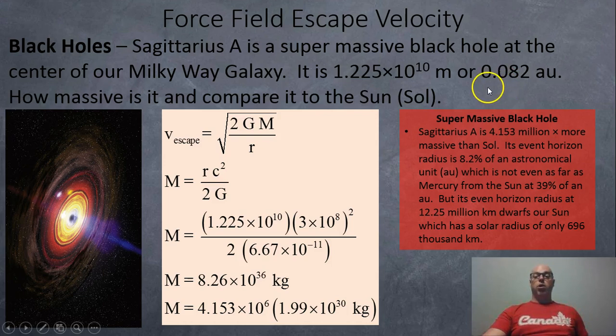The distance between the Earth and the Sun is 1 astronomical unit. This is only 0.082 astronomical units, or 8.2% of the distance between the Earth and the Sun. Even Mercury is further from the Sun than that.